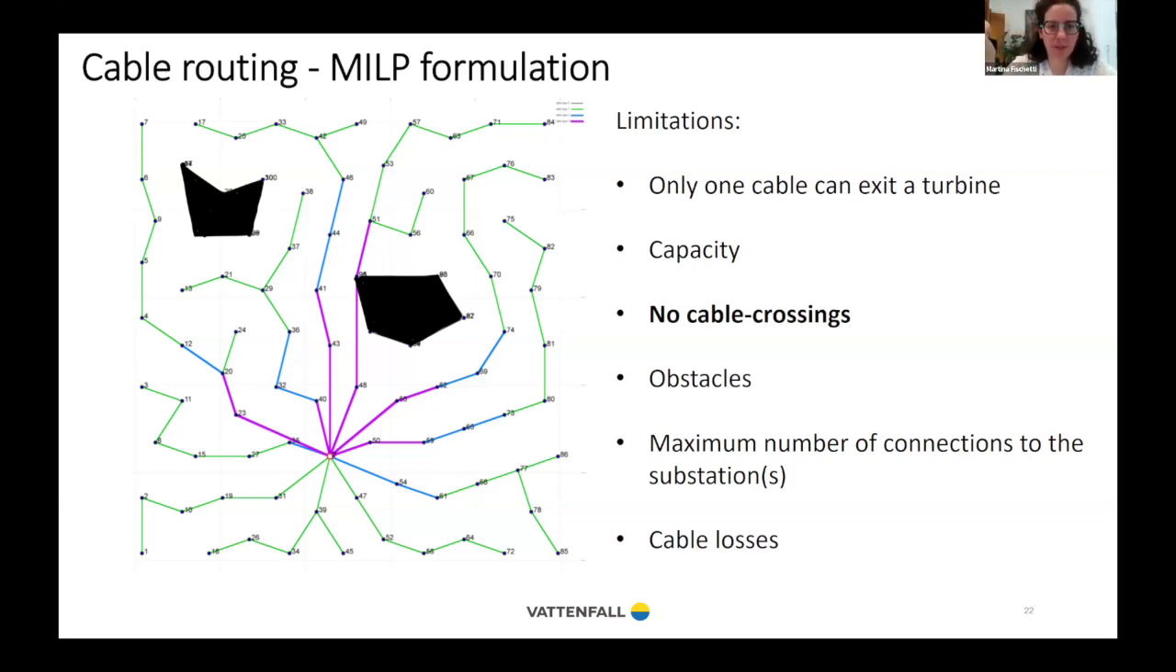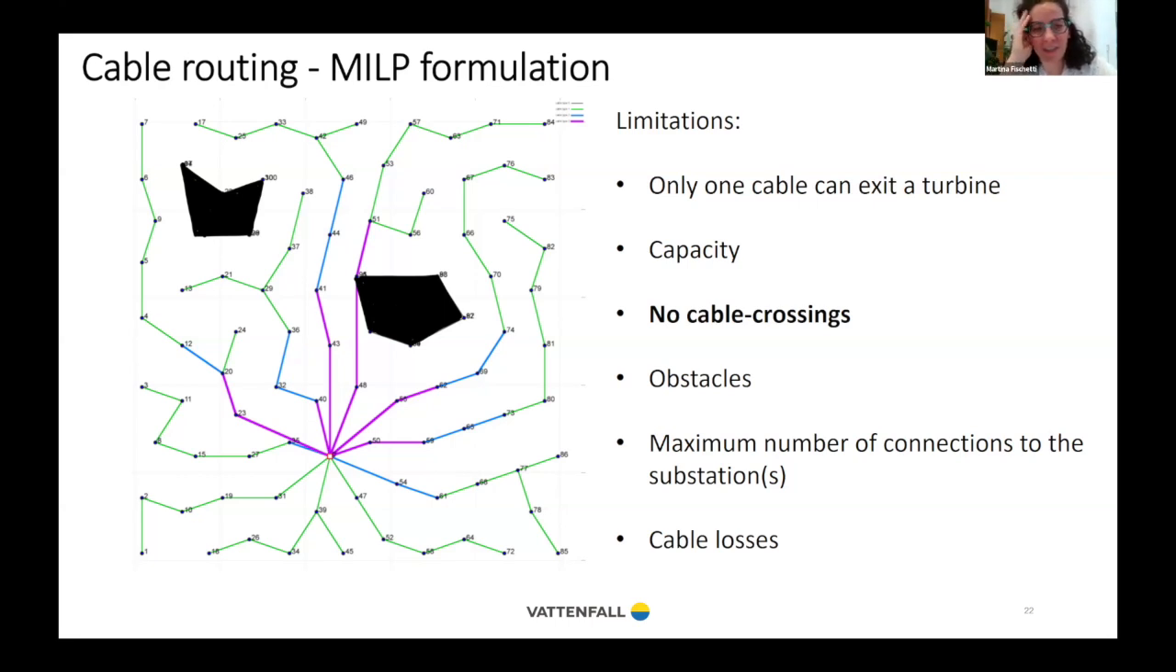As we said, we have different cable types, and each of them has a given capacity. So for example, here in this feasible solution, the purple one is the cable that has the highest capacity, so it can handle the current of more turbines, and is also the more expensive one.